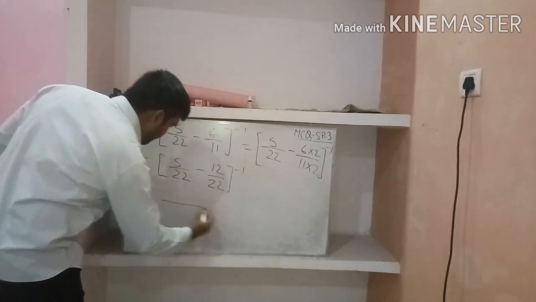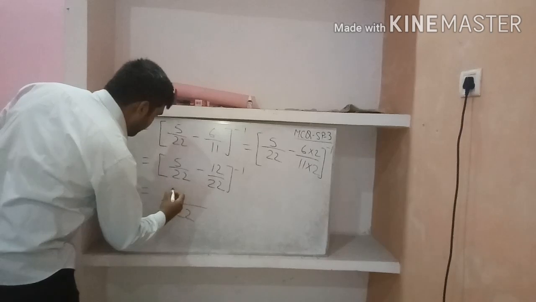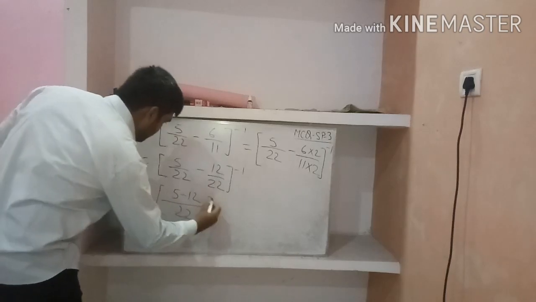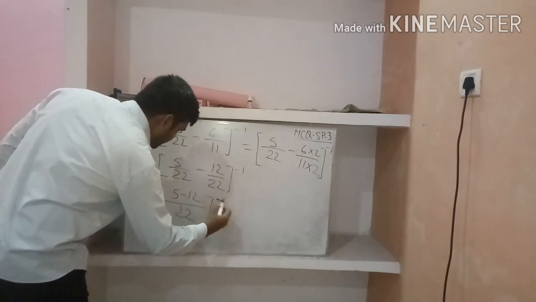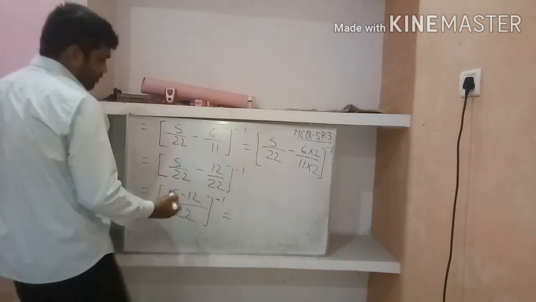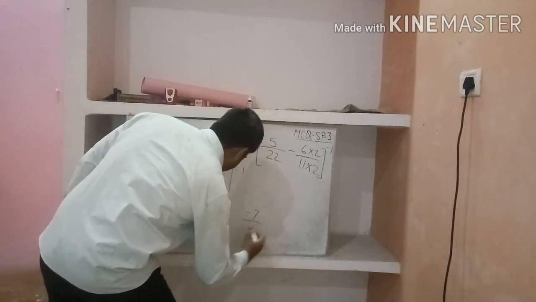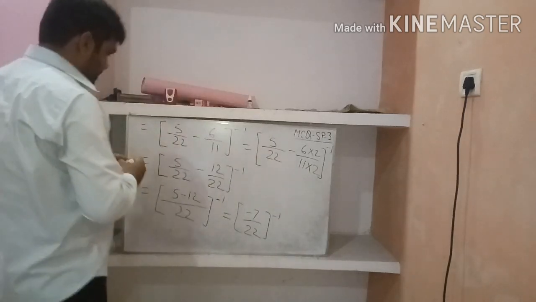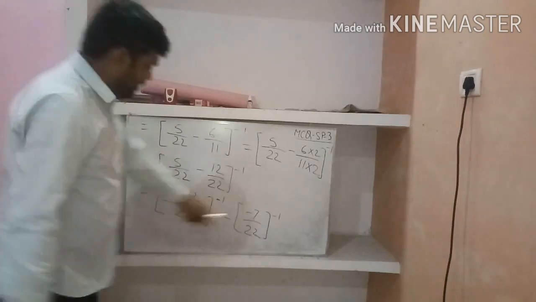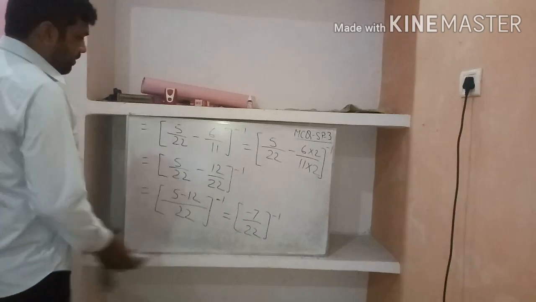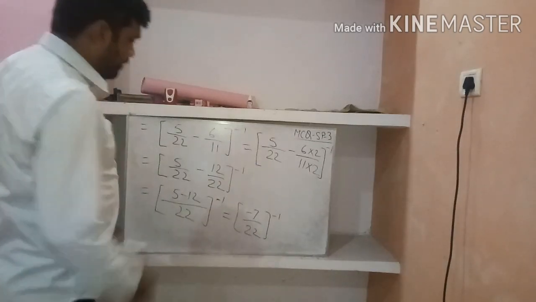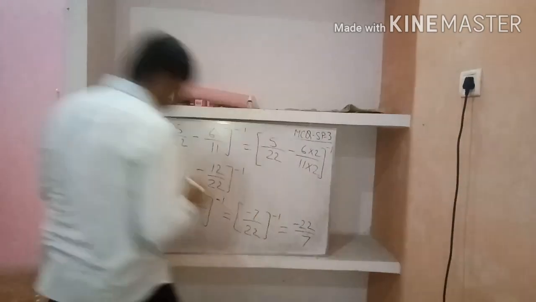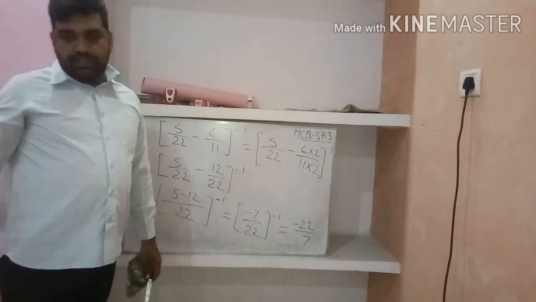Next step, take the denominator common, 22. Now subtract the numerators, 5 minus 12, to the power minus 1. Next you see 5 minus 12 gives you minus 7. That is minus 7 by 22 to the power minus 1. Now we take the inverse of this number. So what are we going to get as the inverse of minus 7 by 22? That is minus 22 by 7.